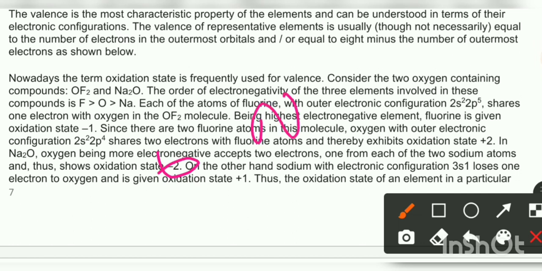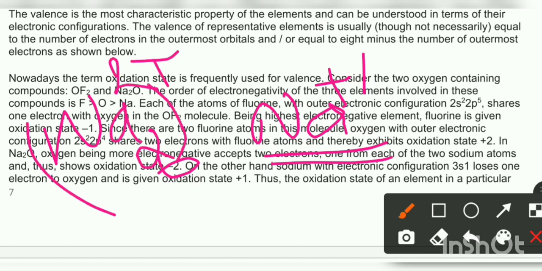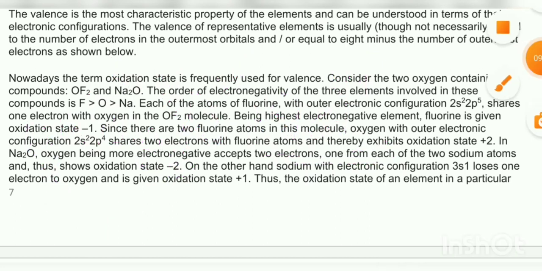And each sodium loses one electron, therefore sodium ion shows plus 1 oxidation state. Here we observe 2 sodium, therefore 2 plus is observed on Na2, and O2 minus. The complete compound is neutral. So this is about the oxidation state. How many electrons are lost, and based on that, how many electrons are gained in the compound?